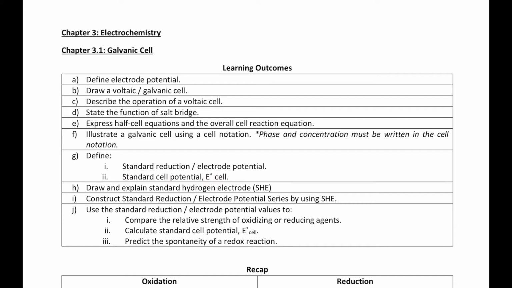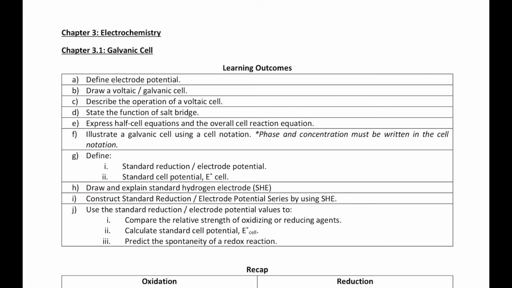Okay, so the next one, you should be able to draw and explain standard hydrogen electrode, or you can call it SHE. Okay, so kita nak tengok who is SHE. So nanti kita belajar lah. Okay, and then next one, by the end of the lesson, you should be able to construct standard reduction or electrode potential series by using SHE. Okay, so maksudnya SHE function dia adalah sebagai reference electrode.